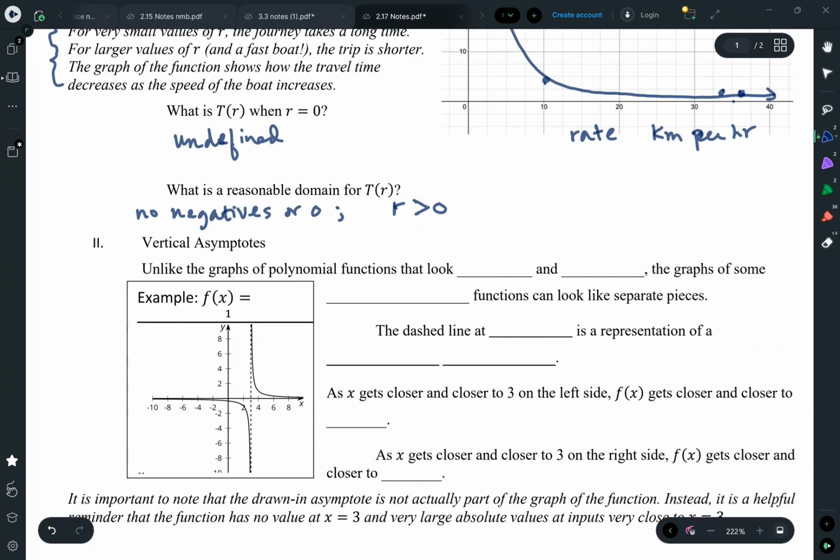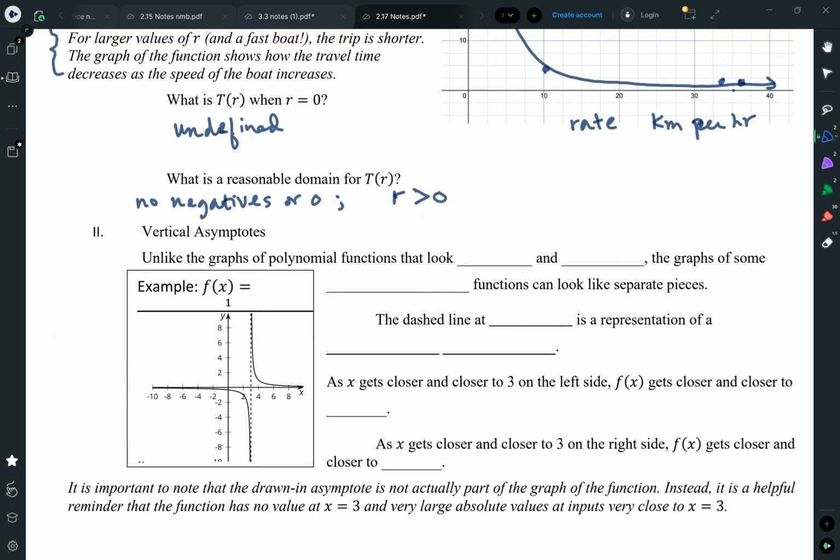Vertical asymptotes. Unlike the graphs of polynomial functions that look smooth and connected, so remember we had all those polynomial curves in the last chapter, the graphs of some rational functions can look like separate pieces. And that's what we see here, right? Here's part of my graph over here. Here's part of my graph over here. So they really do look like separate pieces, but they do have that interesting curve that we came up with on our example. The dashed line at x equals 3 is a representation of a vertical asymptote.